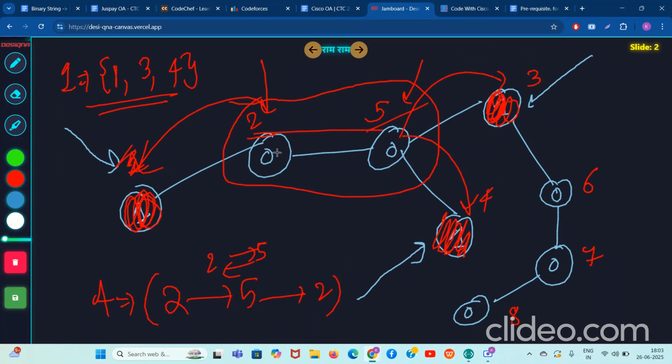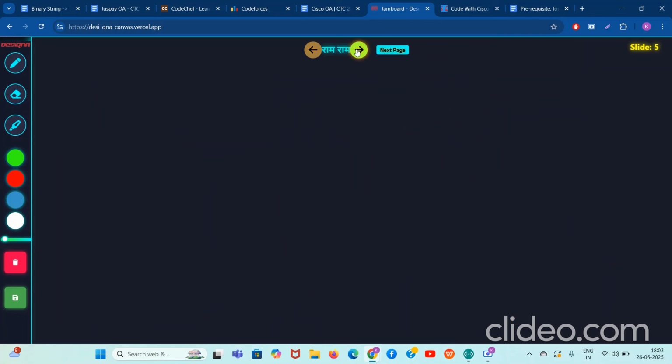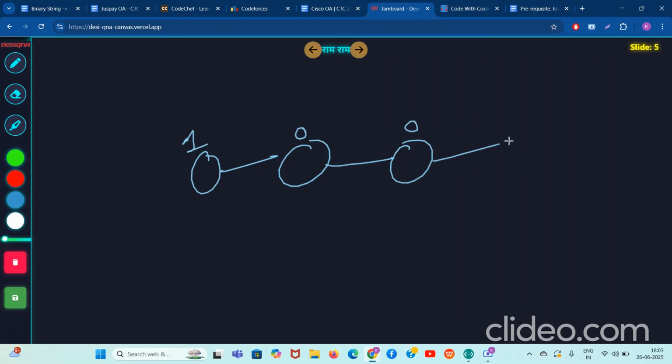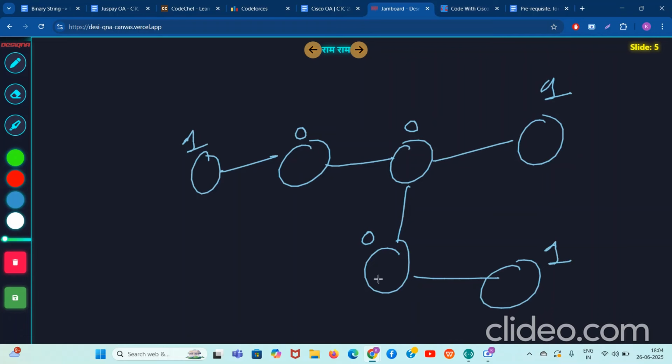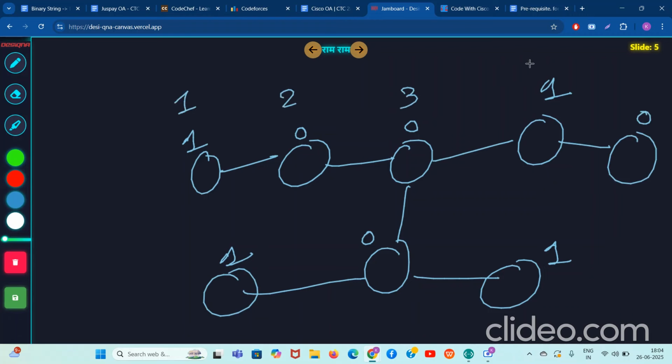Okay, so there could have been many different cases. Let me try to think and make more test cases for you lovely people. So let's say this is one. Node 1, 2, 3, 4, 5, 6, 7, 8.